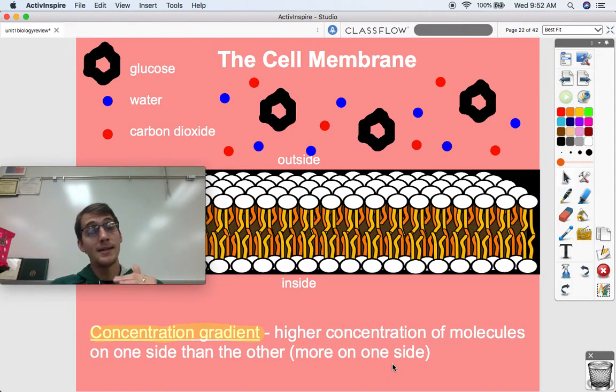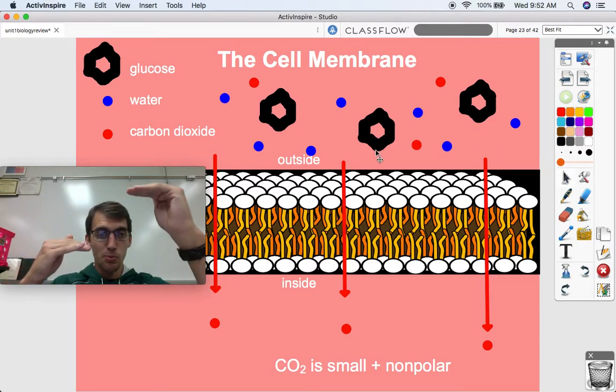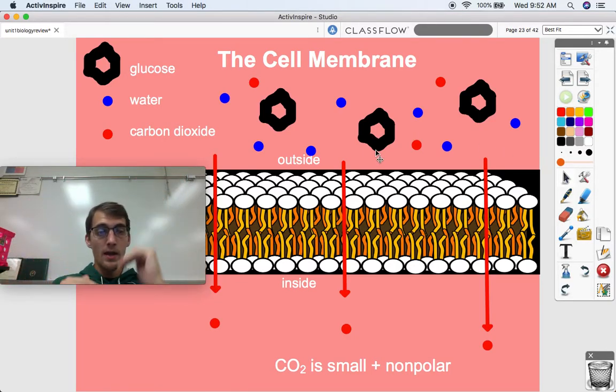That's what we call a concentration gradient. So what molecules are likely to do is spread out and even out. But here's the thing: water and glucose can't get through the barrier. Remember that? Glucose is too big, and water happens to be what we call a polar molecule, so it doesn't make the cut, and it can't go through the bilayer.